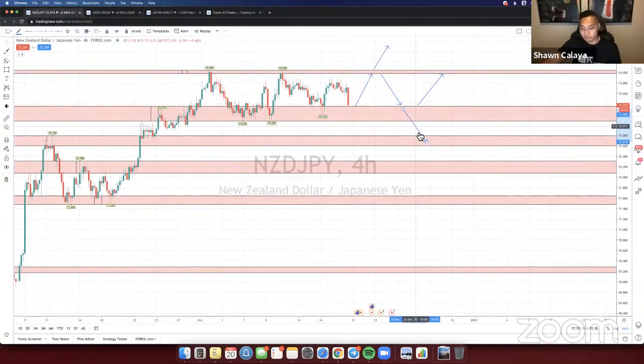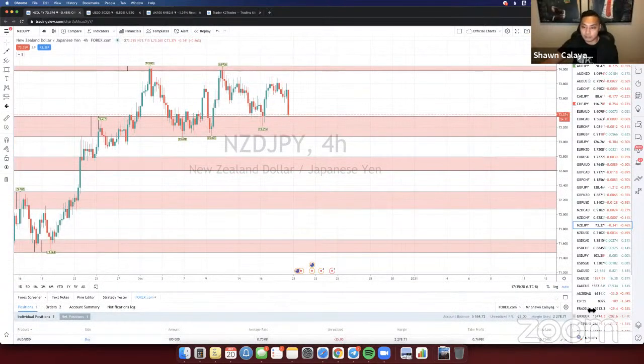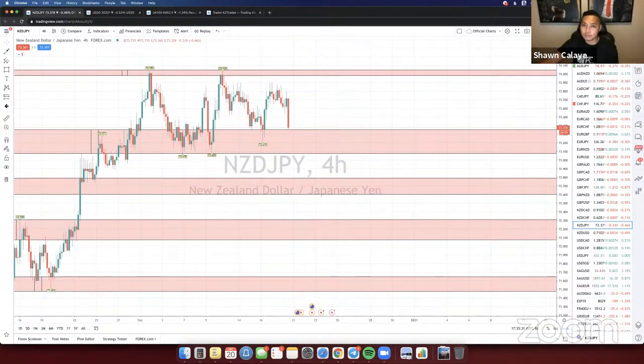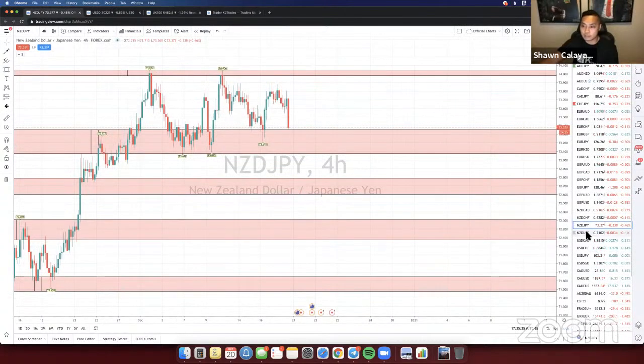So NZD JPY is a bit of an iffy pair to look at right now. Due to a lot of the COVID news, it's probably going to continue down if the rest of the JPY pairs continue down as well. But we'll just have to wait and see how that plays out with time. So we'll leave that alone for now, but you guys have those zones for NZD JPY. Let's move on to NZD USD.